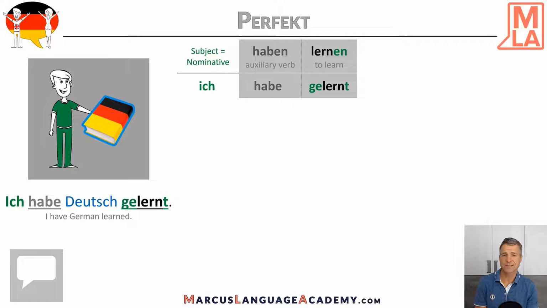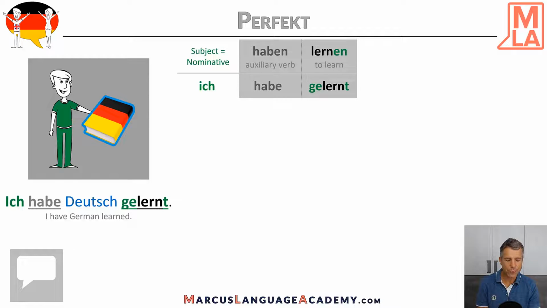So let's see an example. Ich habe Deutsch gelernt. I have German learned. So it's literally, okay? You see it's a different structure. In English it would be I have learned German, but in German we actually say ich habe Deutsch gelernt. I have German learned. So we conjugate the auxiliary with ich habe, and then we put at the end the participle gelernt. So we put ge in front of the root and in the end a t, gelernt.